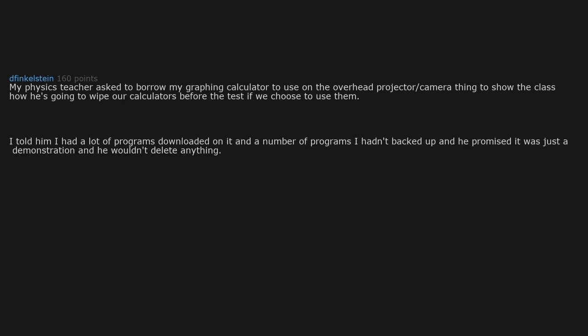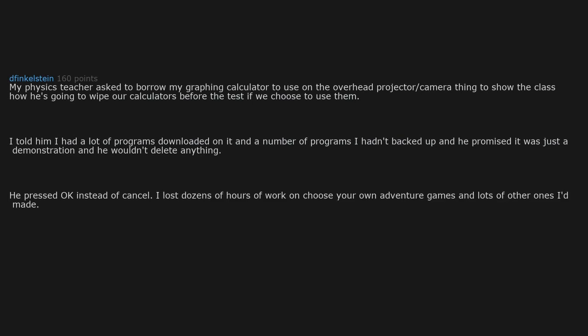My physics teacher asked to borrow my graphing calculator to use on the overhead projector / camera thing to show the class how he's going to wipe our calculators before the test if we choose to use them. I told him I had a lot of programs downloaded on it and a number of programs I hadn't backed up, and he promised it was just a demonstration and he wouldn't delete anything. He pressed OK instead of cancel.